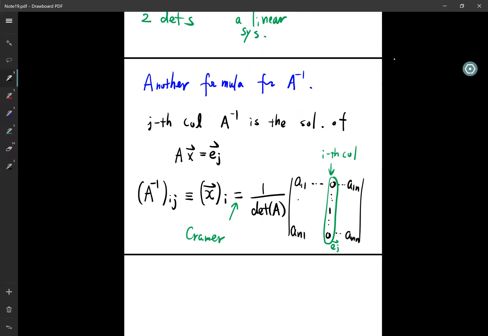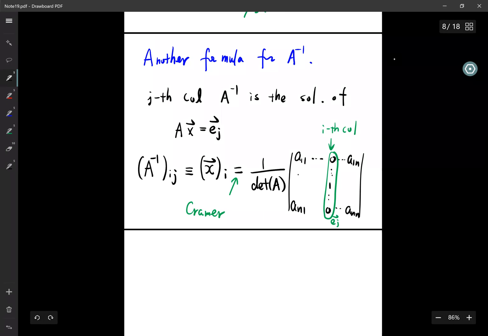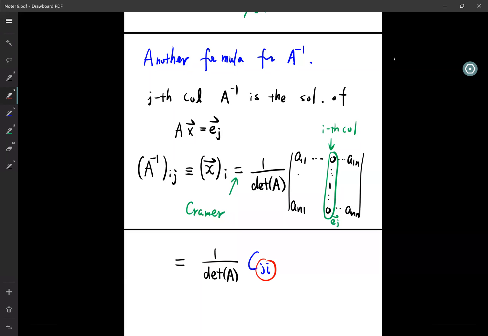Now I do the cofactor expansion again. So I expand along the ith column, and you find that this is nothing but the cofactor Cji. Note that the two indices, j and i, got transposed because I'm looking at the jth row and the ith column. The jth row is because of EJ, and the ith column is because of Cramer's rule. So this is for any (A inverse)ij.